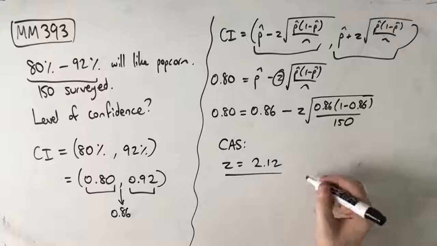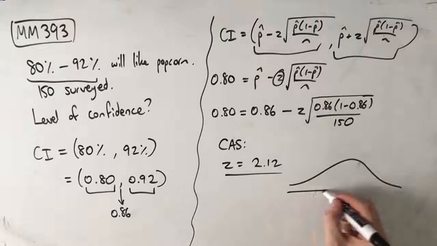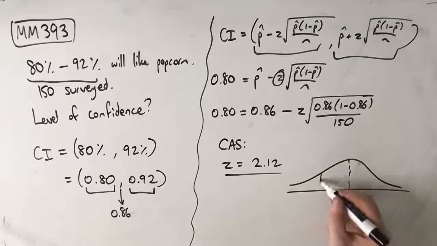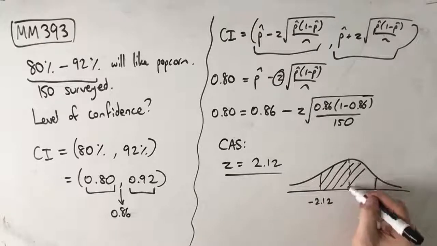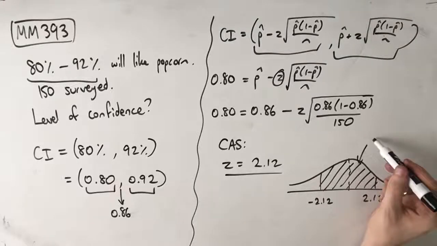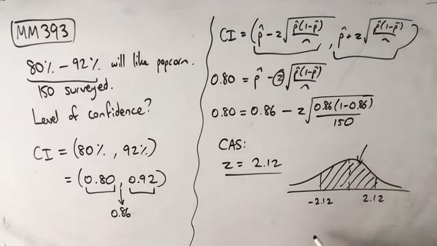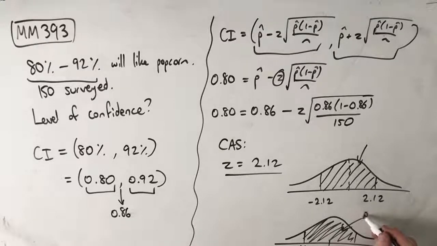Now what this means is, on a normal distribution graph, that between negative 2.12 and 2.12, that's our level of confidence, right? A good example is our 1.96. Whenever we have a z value of 1.96, what that means is we've got a 95% confidence interval. So between the z values of negative 1.96 and 1.96, this area is 95%, or 0.95, okay? So that's what that means when we deal with confidence intervals.